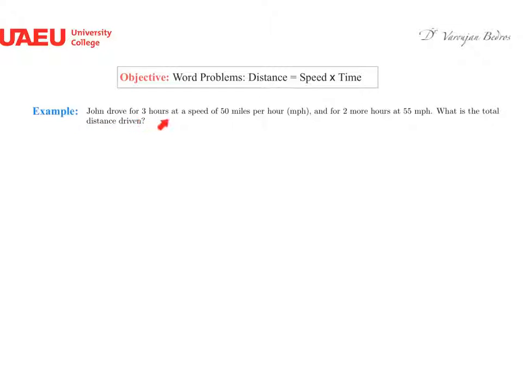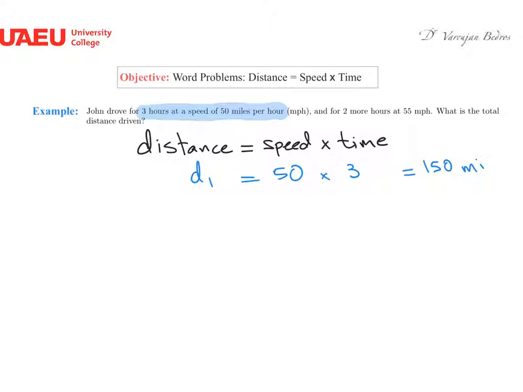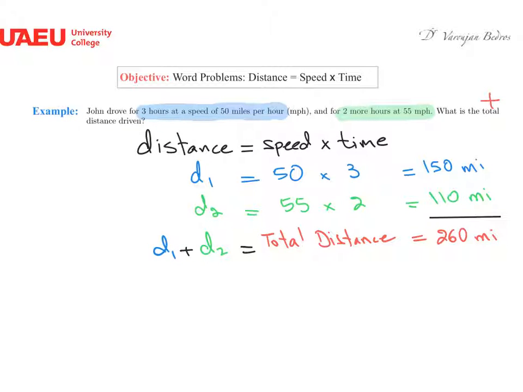John drove for 3 hours at a speed of 50 miles per hour and for 2 more hours at a speed of 55 miles per hour. We want to find the total distance driven. First, we calculate the distance driven for 3 hours, and then we calculate the distance driven for 2 hours, and then we add the two distances together. The total distance, therefore, is 260 miles.